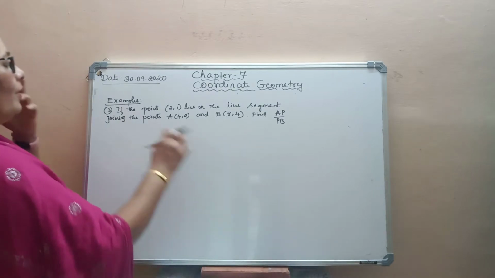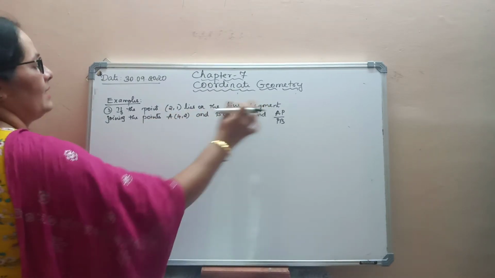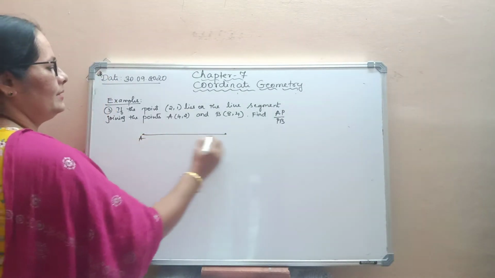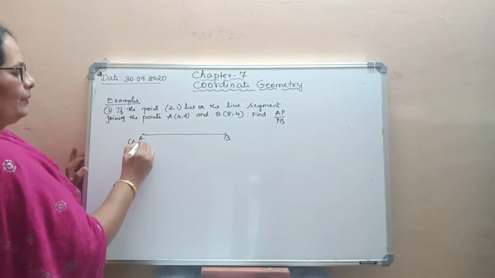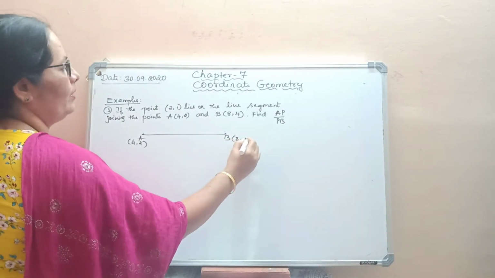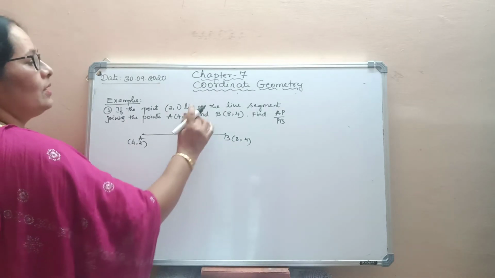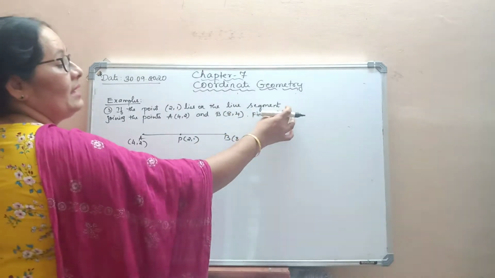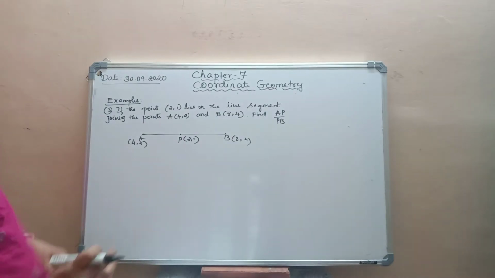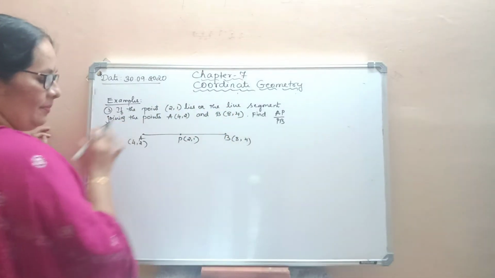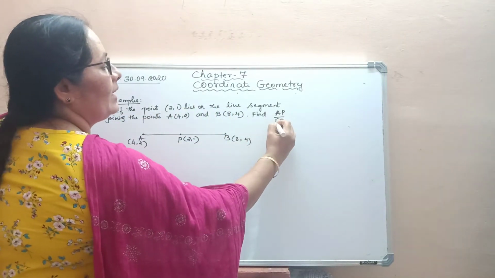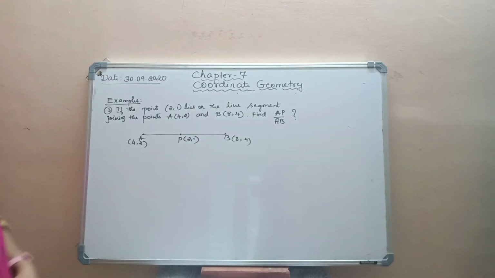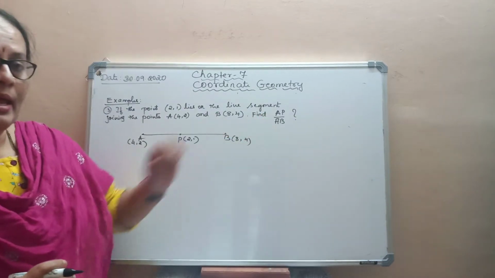If the point P (2, 1) lies on the line segment joining the points A (4, 2) and B (8, 4). See here, AB is the line segment with coordinates (4, 2) and (8, 4). Point P lies on the line segment AB. So find the ratio AP by AB. At what ratio is the line divided? That is AP by AB.